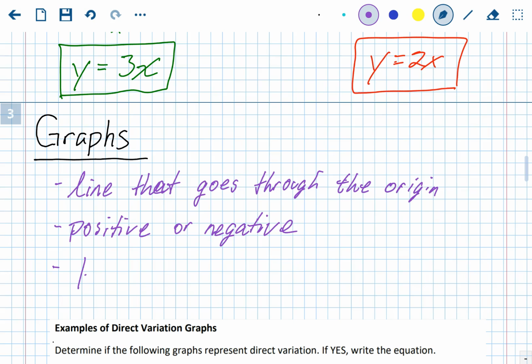And what would the k value be? The k value on a graph, your constant of variation, is just the slope. Okay, we know how to count the slope from a graph. Pick 2 points. How do you go from one point to the next point? Rise over run.